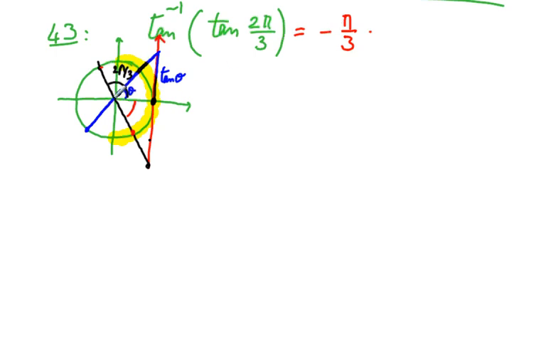If you pick pi third, well, what is tangent of pi third? That's going to be in the positive region. It does not agree with what we have here.